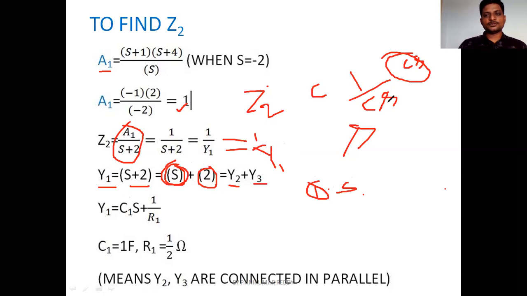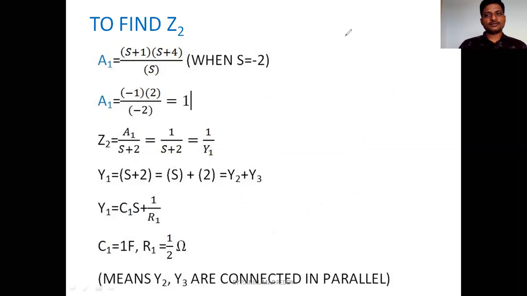Similarly, if you compare the second one, the admittance, there is no S term in the 2. Therefore, the admittance is equal to 2. And from the admittance, what is the impedance? 1 by R1 is equal to 2. Therefore, R1 is equal to 1 by 2 ohms. So like that you have to understand the values from the given function.